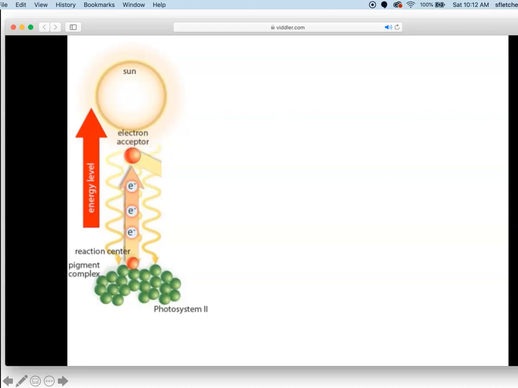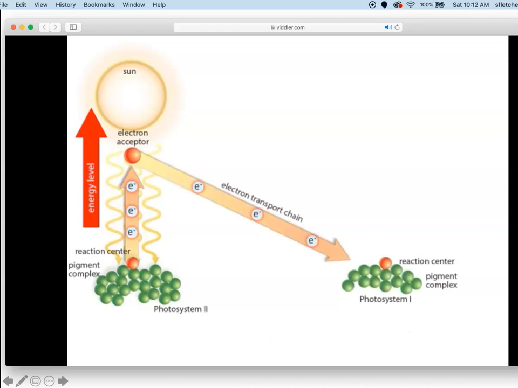The high-energy electrons, which contain the energy originally found in the incoming photons, are then passed to the electron transport chain, or ETC. The ETC harvests the energy from these electrons and uses it to charge adenosine diphosphate, or ADP molecules, forming adenosine triphosphate, or ATP. Remember that this is a non-cyclic reaction, so these electrons are not returned to Photosystem 2. Instead, they are handed off to Photosystem 1.